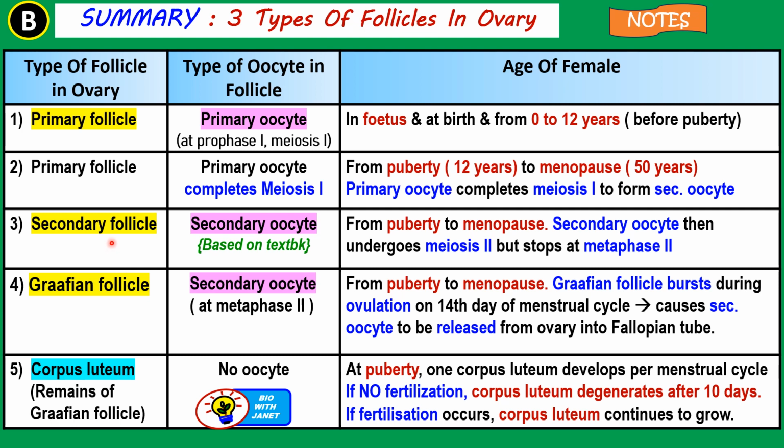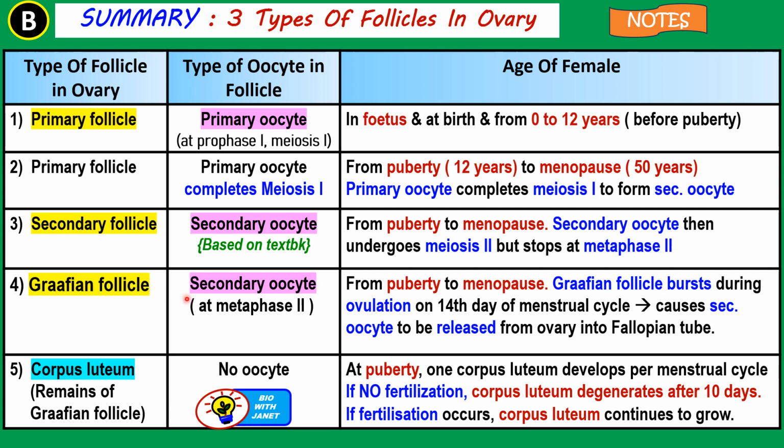Now, next, when the primary oocyte completes meiosis 1, the follicle will have grown bigger, and this is called the secondary follicle. Secondary follicle is produced. Secondary follicle contains the secondary oocyte, and the secondary oocyte will undergo meiosis 2. It will start meiosis 2, but it stops at the metaphase 2 stage. So as the secondary oocyte develops, the secondary follicle will also grow bigger, and it will become the Graafian follicle. So this is the biggest follicle of all.